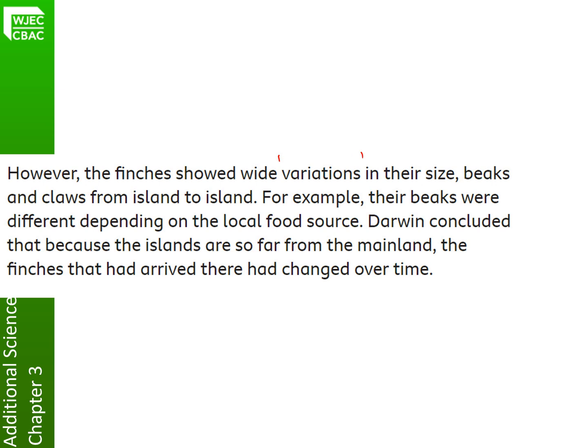For example, their beaks may be different depending on the local food source, okay? And this variation, remember, would have been caused by a mutation. Now, Darwin knew nothing about genetics at this point, okay? But he realised that there was something being passed on. So variation due to the mutation, okay? Having these variations might have been an advantage, okay?